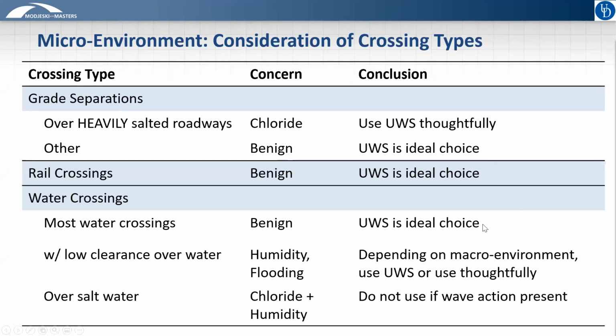For waterway crossings, we have 3 subcategories that we considered. First, most waterway crossings are a benign microenvironment. A more severe microenvironment is when the bridge provides a low clearance over water, which has generally been defined as 8 to 10 feet. The concern here is increased humidity, partially due to the closer proximity of water. And then lastly, the most severe case is a structure over salt water, particularly in a location where there are breaking waves, in which situation the use of weathering steel is not recommended.